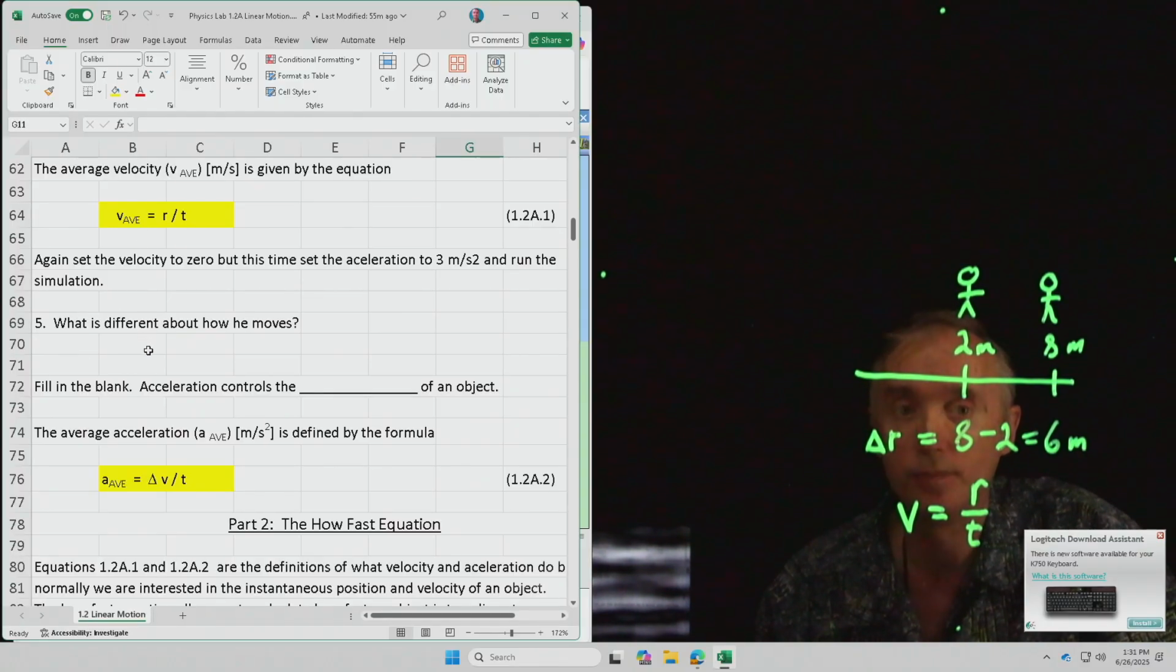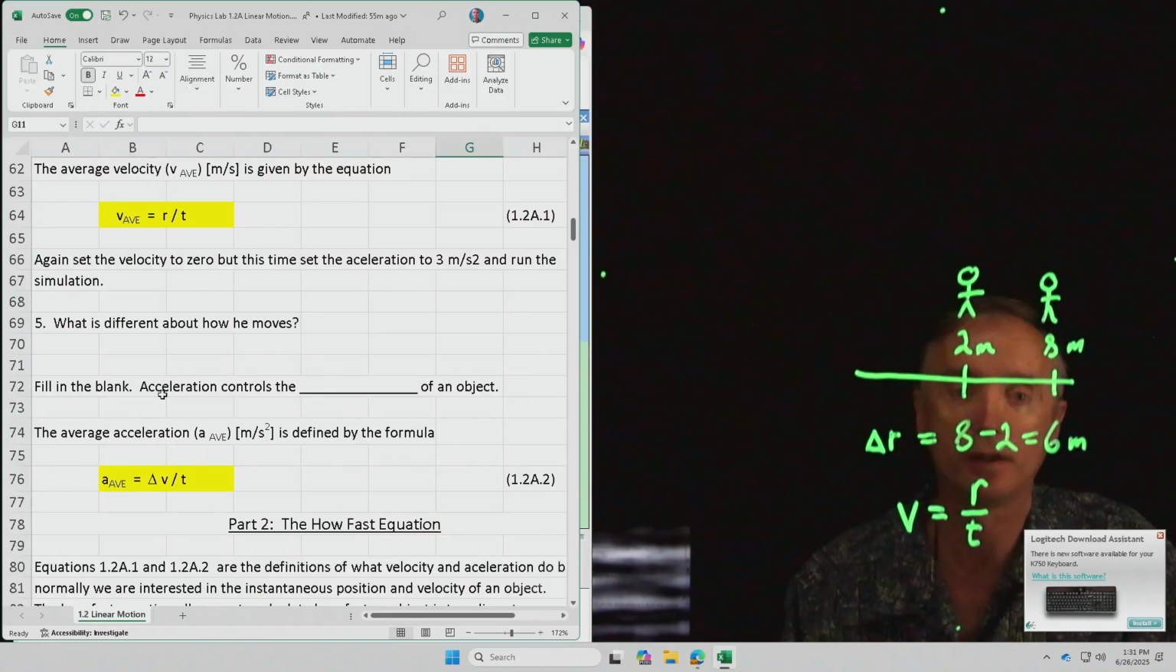So this time the velocity is 0, but the acceleration is something else. What is different about how he is moving? And then fill in this blank. Acceleration controls the what of an object. You can think of acceleration as being the master control knob that is controlling ultimately what this guy is doing. And then we need to have a formula for acceleration.